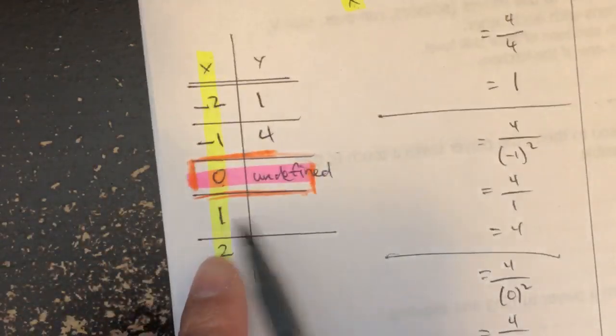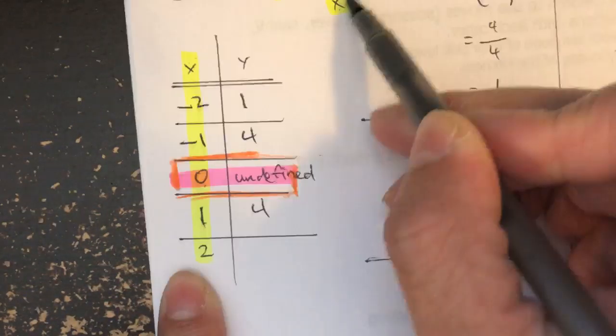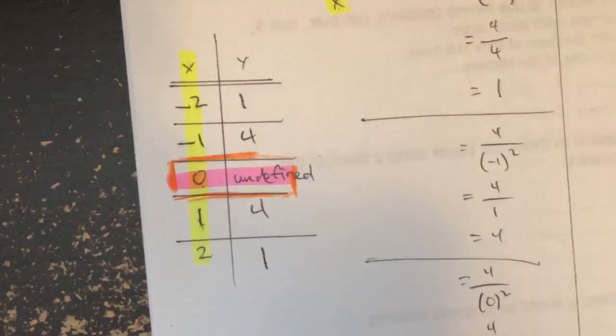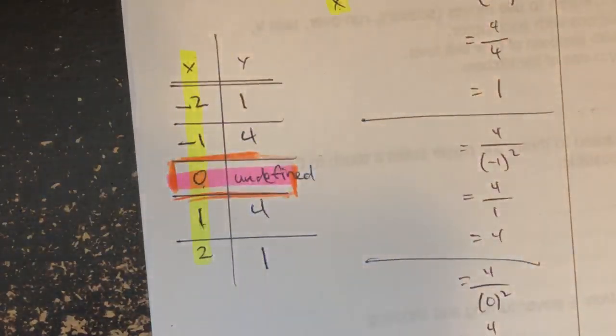Let's just finish this. So if you put in 1, 1 squared is 1, 4 divided by 1 is 4. And if you put in 2 here, 2 squared is 4, 4 divided by 4 is 1. So here's my table of values. Just pick your x values, 2 to the left, 2 to the right of the vertical asymptote, and you get those.